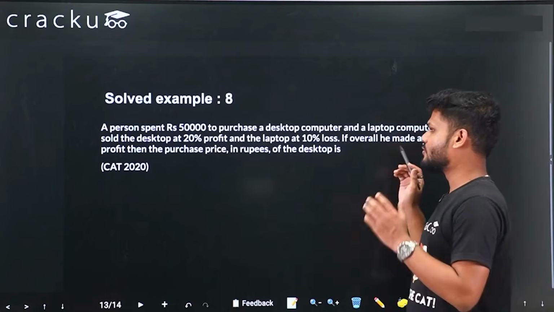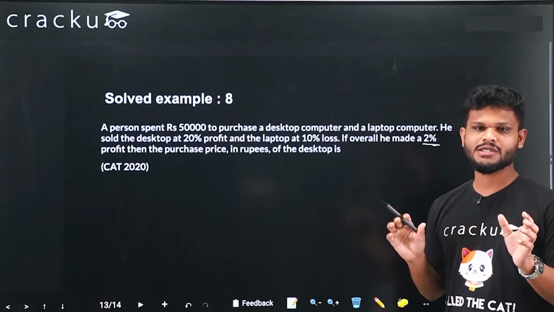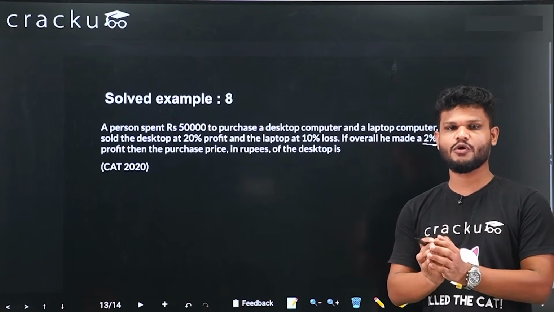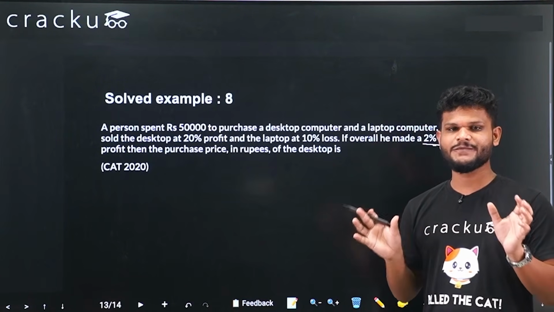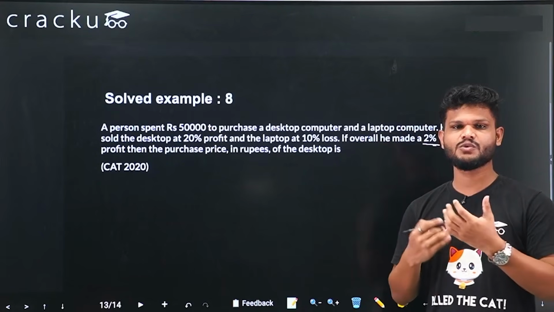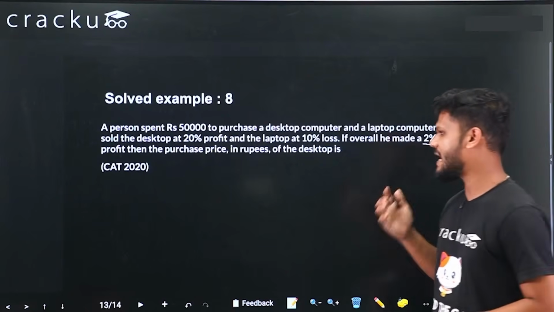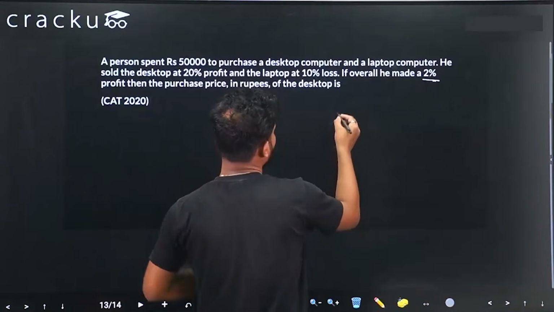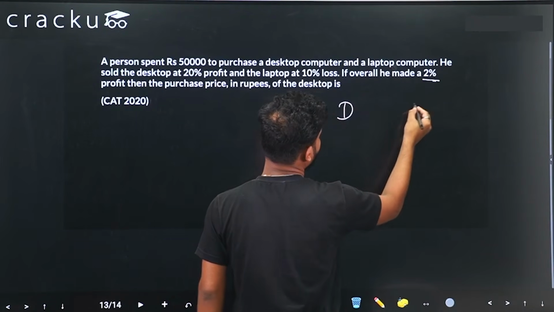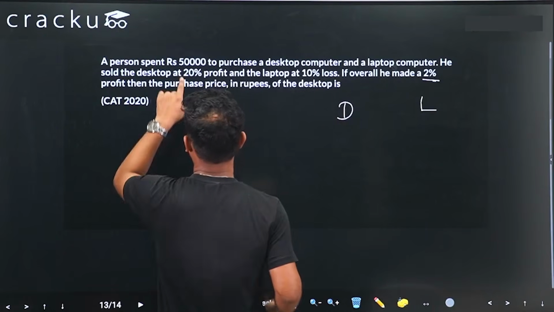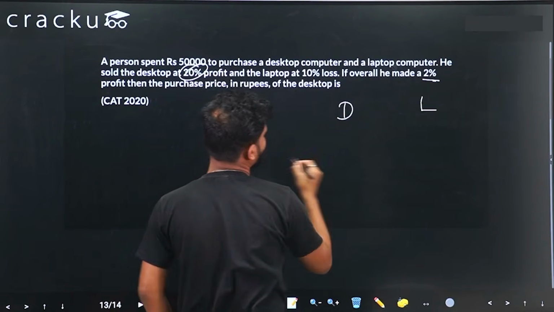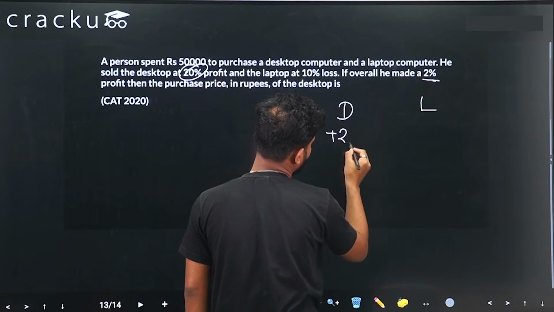Here, two things, one loss and one profit, are making an overall profit. So when two groups mix with each other and give rise to some new average, what comes to our mind? Alligations. So let us use alligations here. We have desktop and we have laptop. So the desktop is sold at 20% profit. So this is plus 20%.